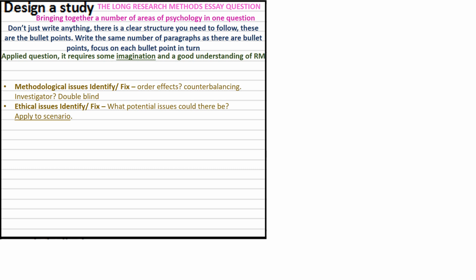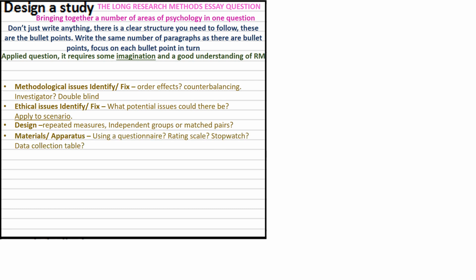Okay, ethical issues. So you might just say ethical issues, and then you need to identify potential ethical issues, and then suggest some fixes that would apply in that situation. The design. So maybe it asks that you suggest a design and the reason why. So if the most logical course of action would be repeated measures, state that and say why under that situation. If you feel a matched pairs is more appropriate, state that and suggest why.